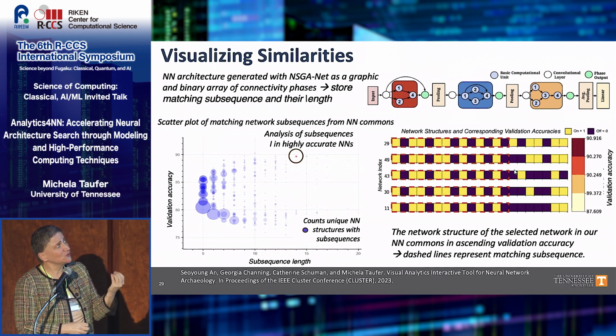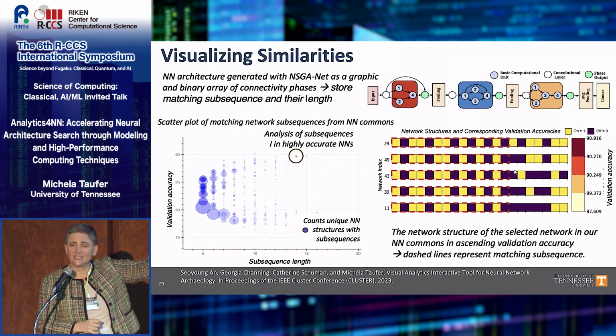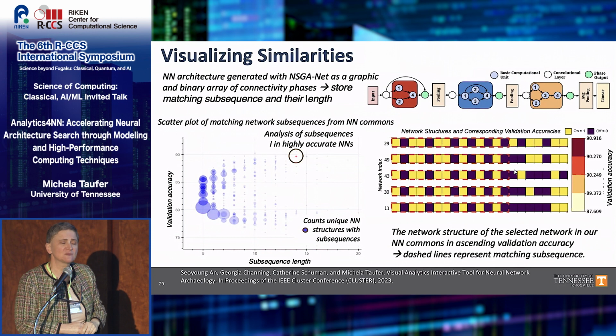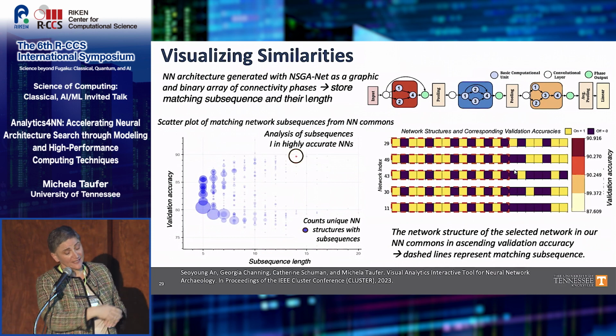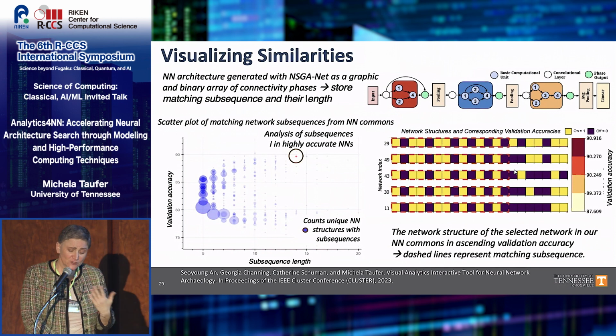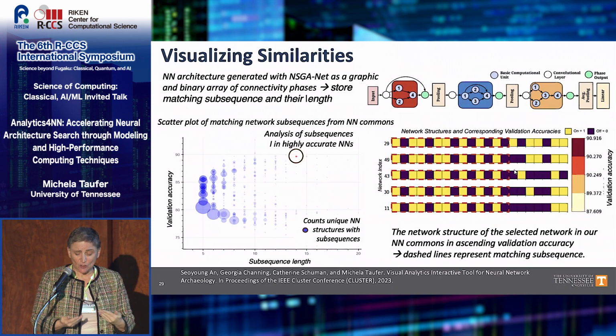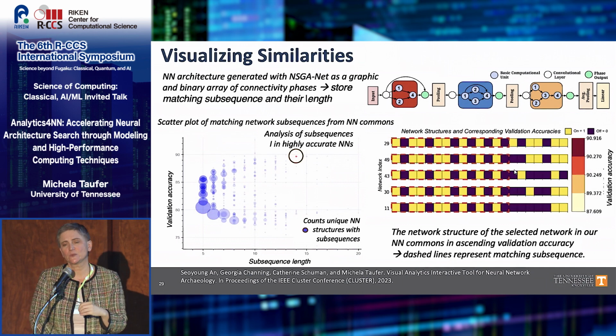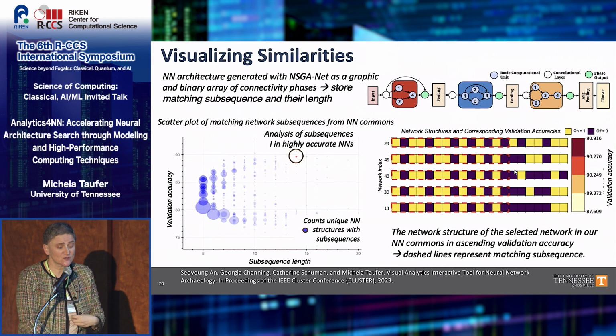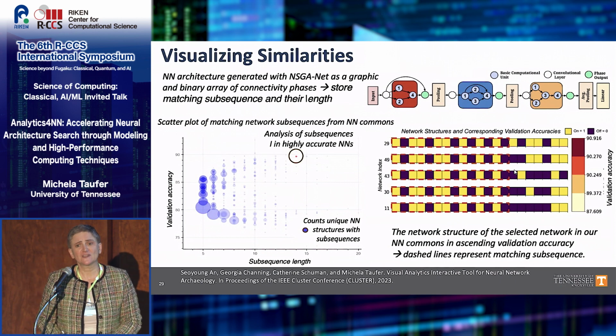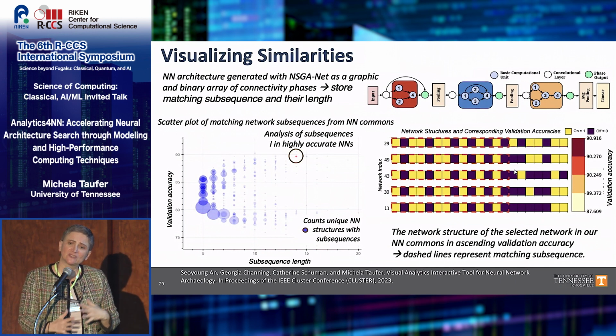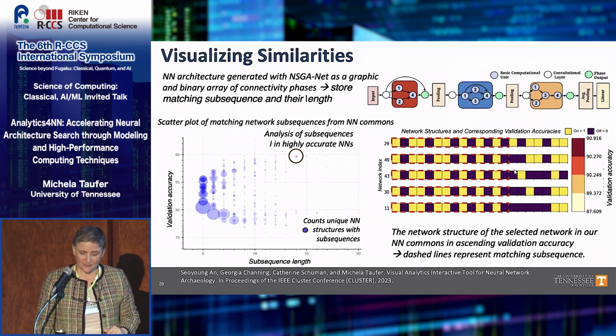And what we can do in this case is zoom into a group of these models and visualize, like in this case on your right, the networks and compare them, to identify the repetition in subsequences of models that are more successful or less successful, adding an aspect of explainability to why a model is better than another.